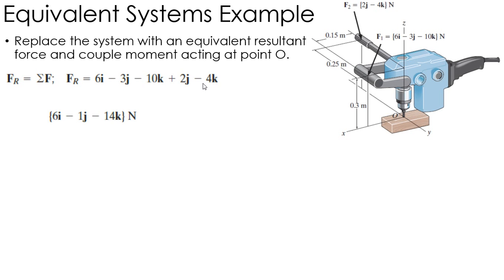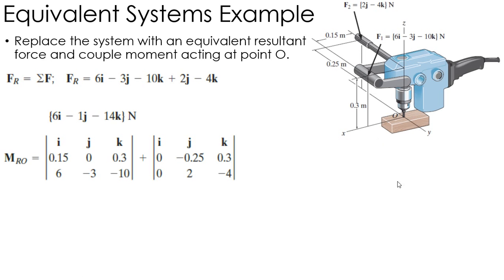Okay, and that resultant moment is found just by taking r cross F of each force. So I go from point O to both force 1 and force 2. So r from O to force 1 is 0.15 in the x and 0.3 in the z. So I have r here of 0.15 and 0.3, crossing that with 6, negative 3, negative 10. That's F1. So that is one part of the resultant moment.